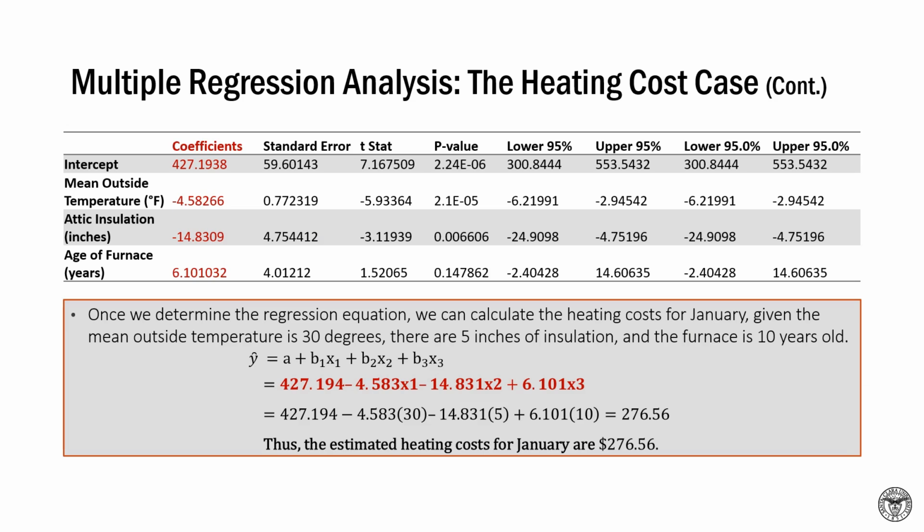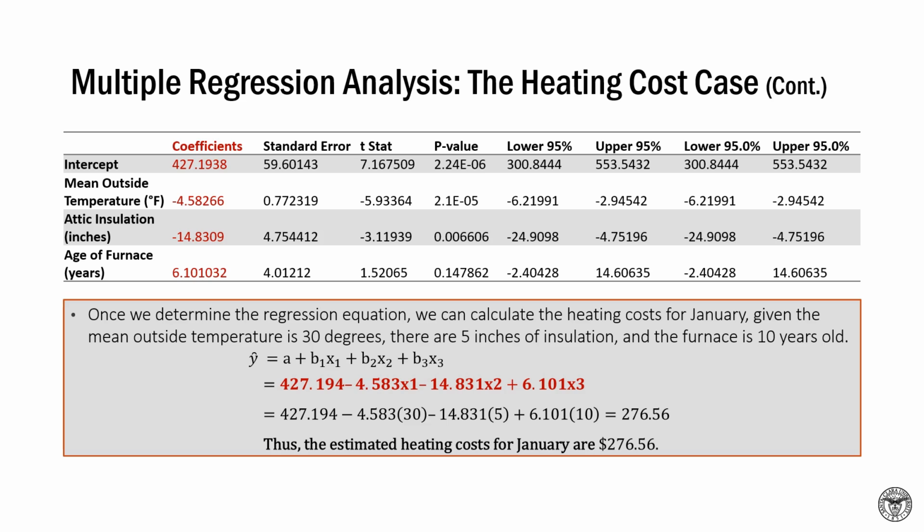After running the regression, we obtained the following coefficient table: the regression intercept, a, is labeled intercept in the Excel output. The regression coefficient for mean outside temperature is -4.583. This means if we increase the temperature by 1 degree, while holding the other two independent variables constant, we can estimate a decrease of $4.58 in monthly heating costs.